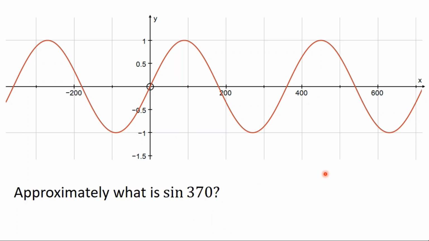Approximately, what is sine of 370? We're going to do the same thing. We're going to find 370 on the x-axis, which is all the way over here. There we go, there. We're then going to look at where that appears on the y-axis. And that looks like approximately 0.2. So we can approximate these values using the graph.